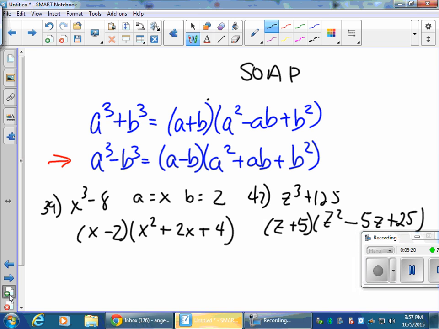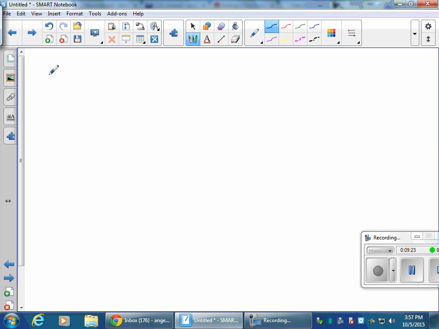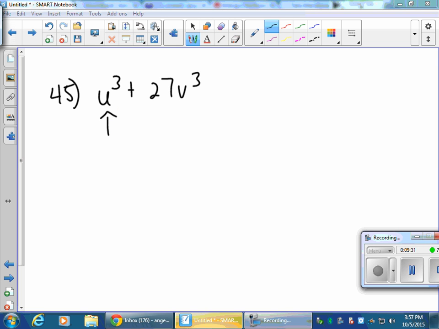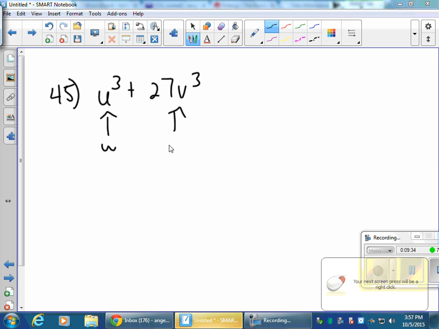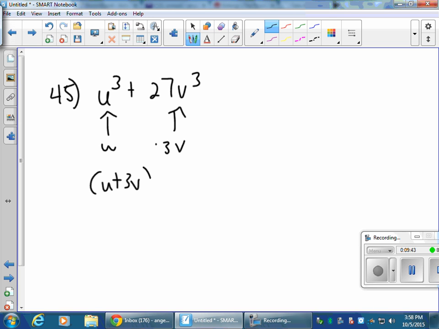We got one more like this, 45, and then I'm going to pause this video. 45 is u cubed plus 27v cubed. So if you think about it, this is u cubed, and this is 3v cubed, which gives you 27v cubed. So it's plus, u plus 3v, then it's a squared minus a times b, so that would be 3uv. Always positive is plus. It's this squared, and when you square 3v, you get 9v squared, and that's how 45 factors. I'm going to pause it.